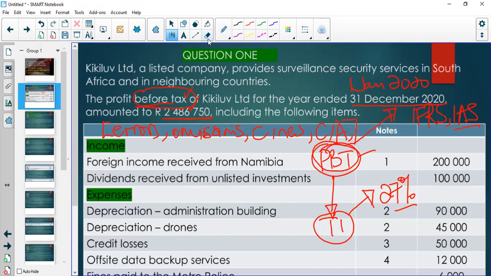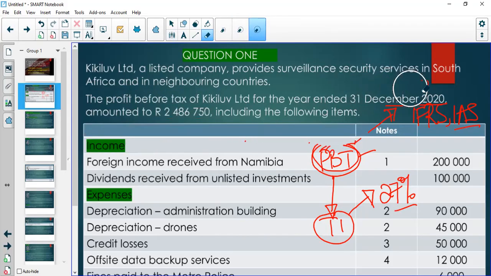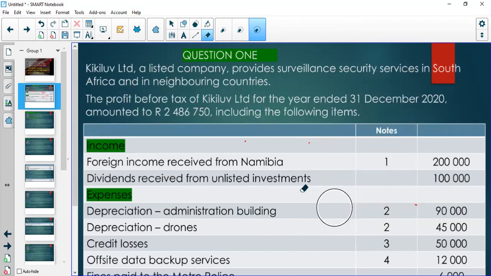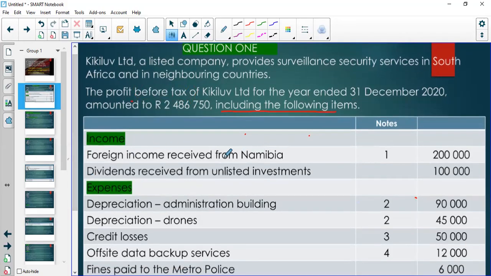So let us go through this and apply the principles as we go. All right, so you see there that we have income, and we are told that we have profit before tax, and we are told that it includes the following items. So this is income, this is a foreign income, and so generally you should expect your foreign income to be non-taxable in South Africa. Which means that it's going to be exempt, and if it is exempt, then we need to adjust it because it's an exempt difference. So we need to adjust it so that we can get taxable income.